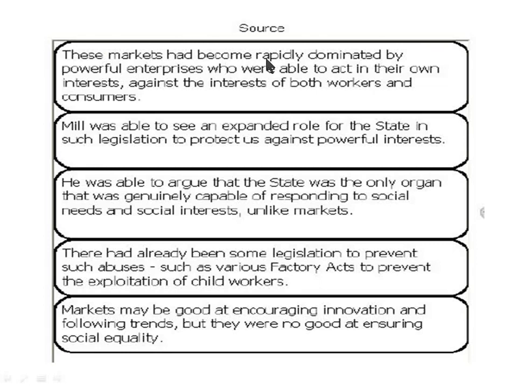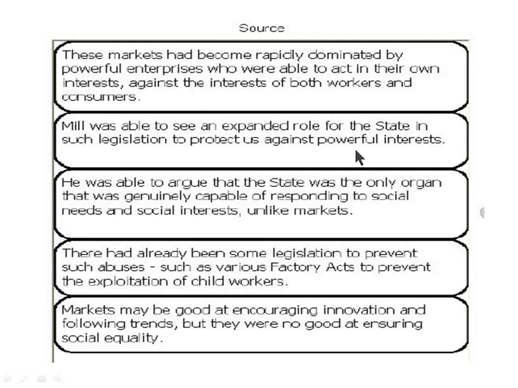These markets had become rapidly dominated by powerful enterprises who were able to act in their own interests against the interests of both workers and consumers. So there were powerful companies who were able to act in their own interests against the interests of both workers and consumers. So let's find the third sentence.